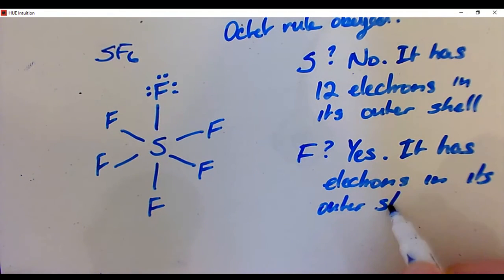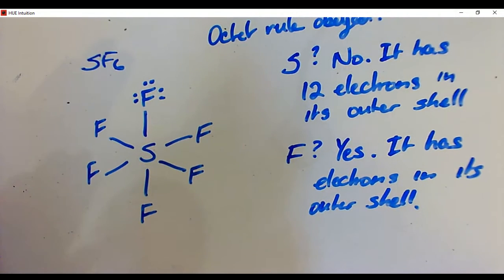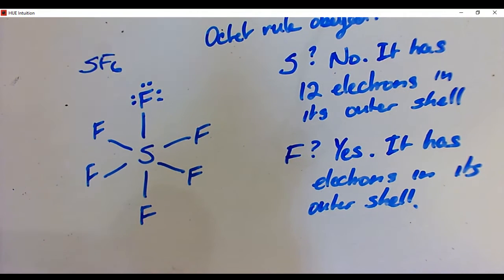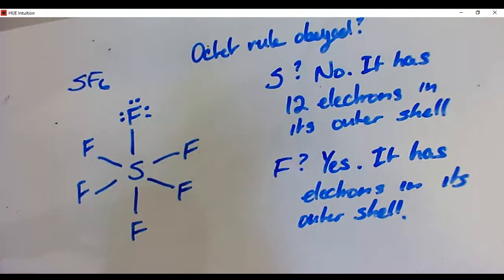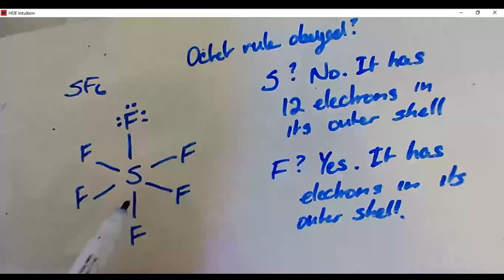Now, fluorine is the most reactive nonmetal on the periodic table, right? It will force even noble gases to share electrons with it. And it will rarely, if ever, I don't think I've ever seen it, not obey the octet rule. And that's partly because, in order for fluorine to obey the octet rule here, it has to force sulfur not to. Well, don't worry too much about it.